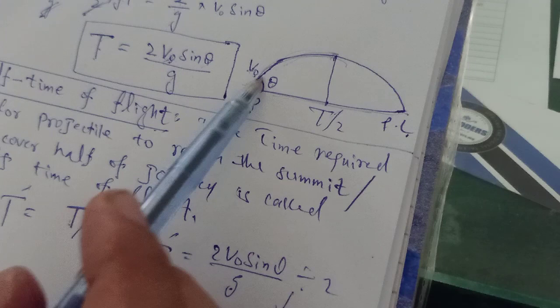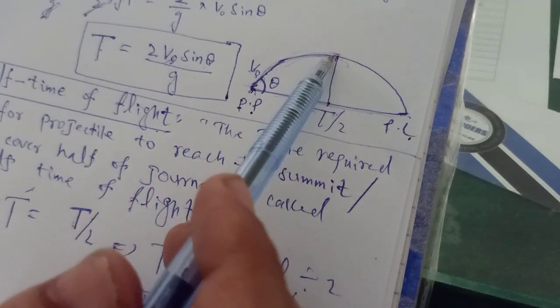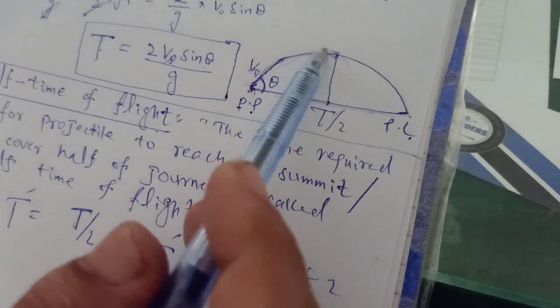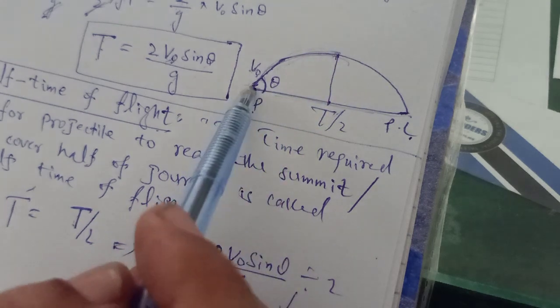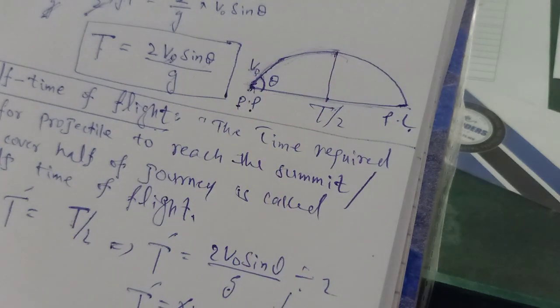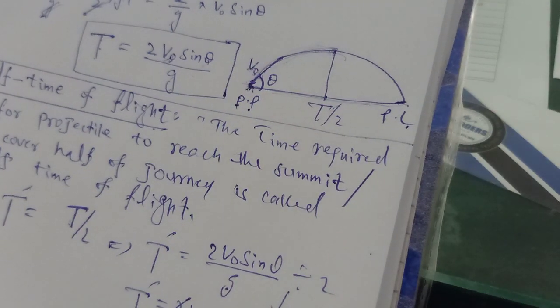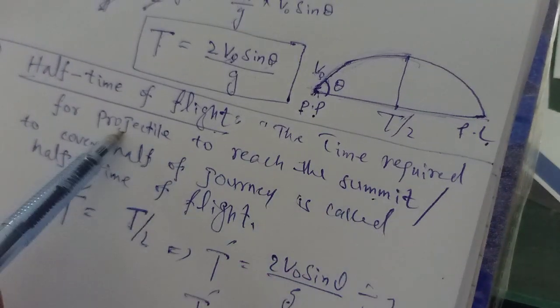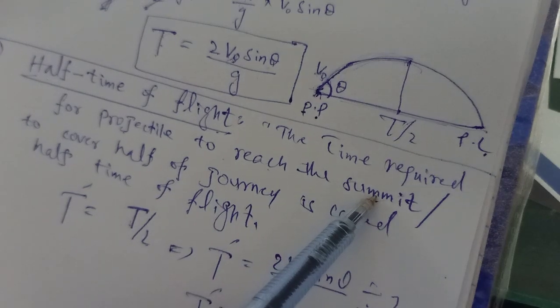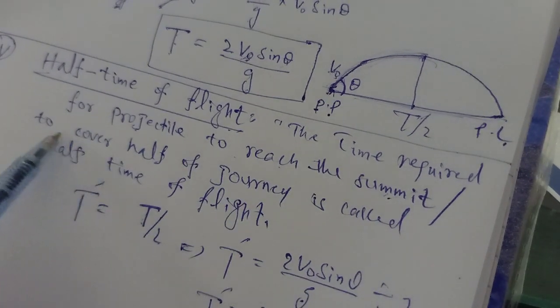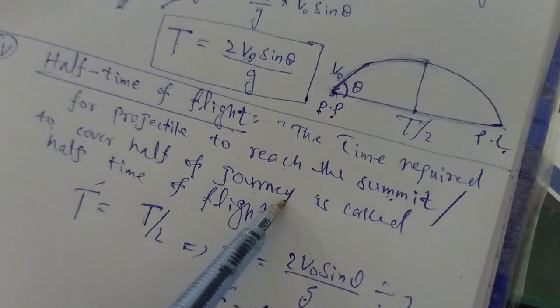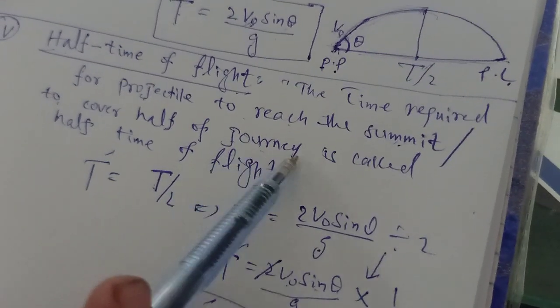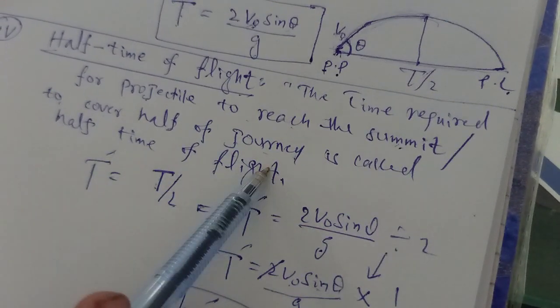लेकिन जब प्रोजेक्टाइल हाफ जर्नी कवर करना चाहे या जब प्रोजेक्टाइल मैक्सिमम हाइट तक पहुंचे, तो मैक्सिमम हाइट तक पहुंचने के लिए प्रोजेक्टाइल कितना टाइम लेगा, that is called half time of flight. The time required for a projectile to reach the summit and the time required for a projectile to cover half of the journey, half of the path, that time is called half time of flight.